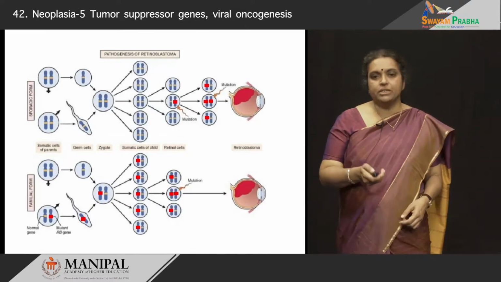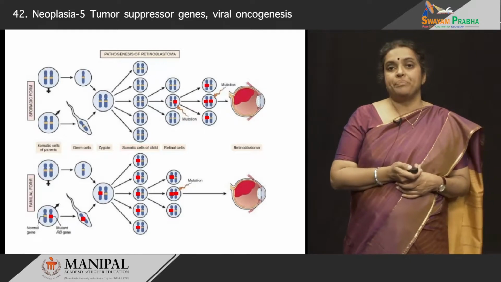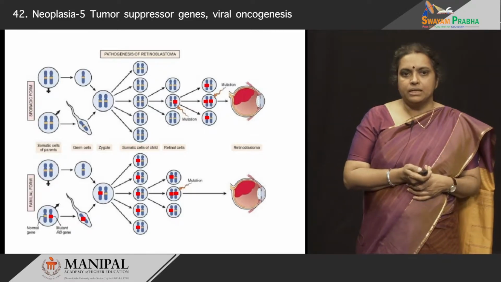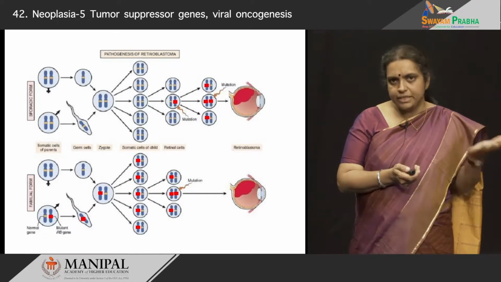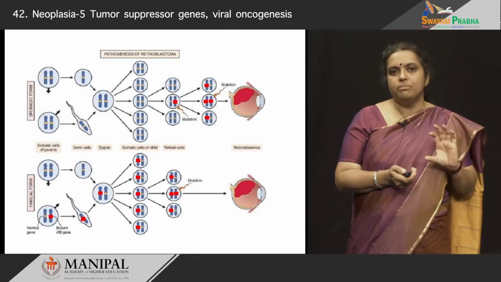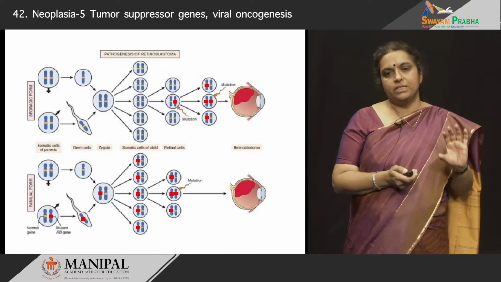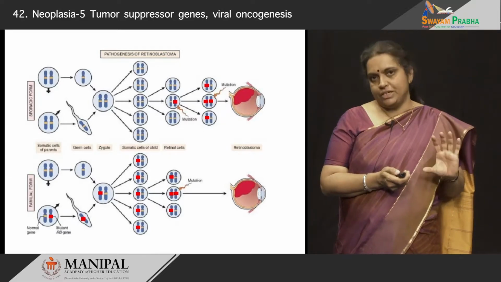Okay, this is a picture that shows you how retinoblastoma develops. Now, the upper panel shows the sporadic form, which can occur in any individual, and the lower panel shows the familial form. Now, there is a familial form of retinoblastoma.